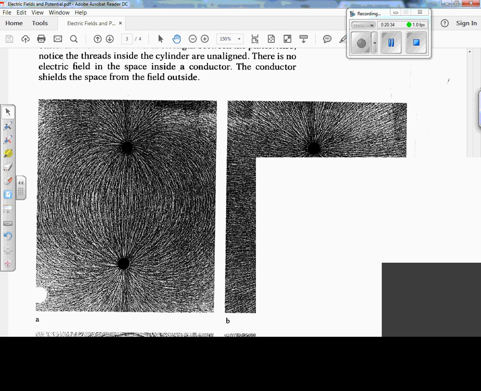What about this one here? Here we've got those plates again. Notice that inside, what do the lines look like? They're straight or parallel, we might say, which indicates the field strength is uniform or constant. It's the same throughout.